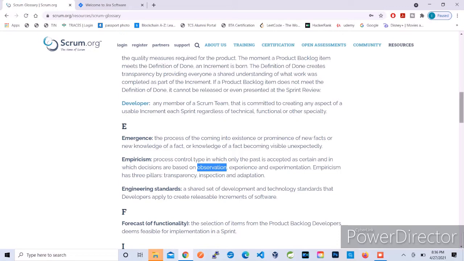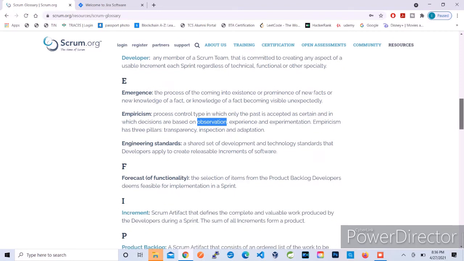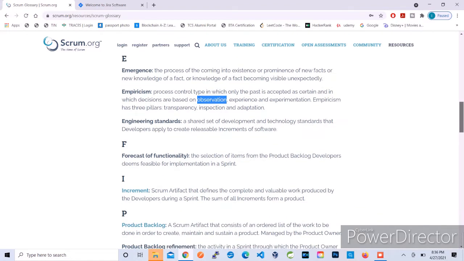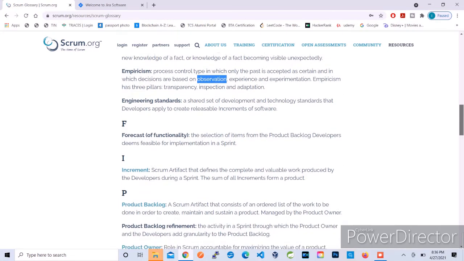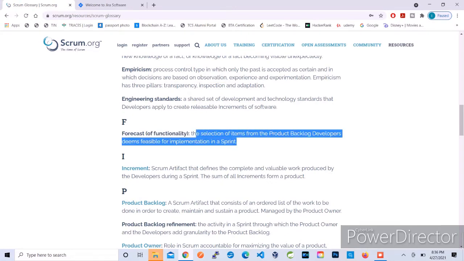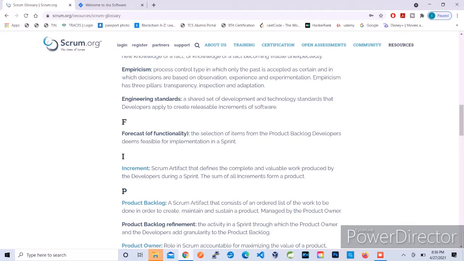Engineering standard, a shared set of development and technology standards that developers apply to create a releasable increment of the software. F is for forecast, the selection of items from the product backlog developers deem feasible for implementation in a sprint. So whatever you select as part of the sprint to deliver, that is actually your forecast.